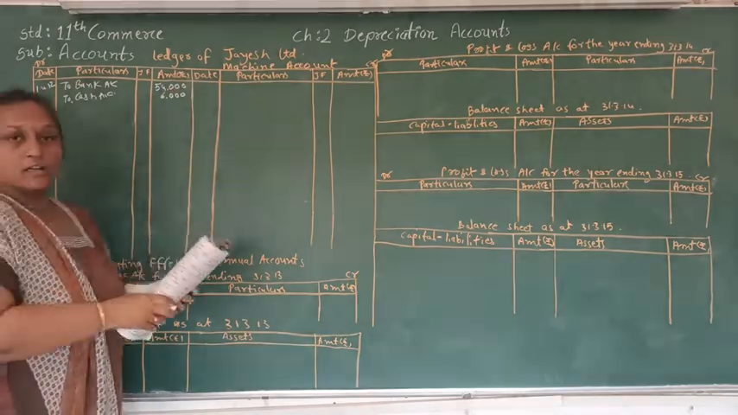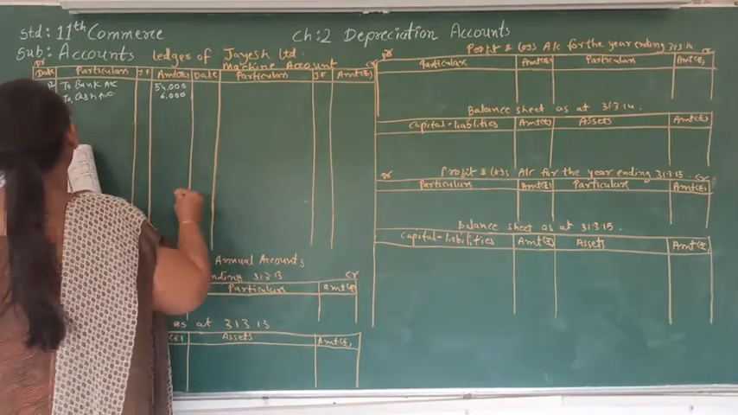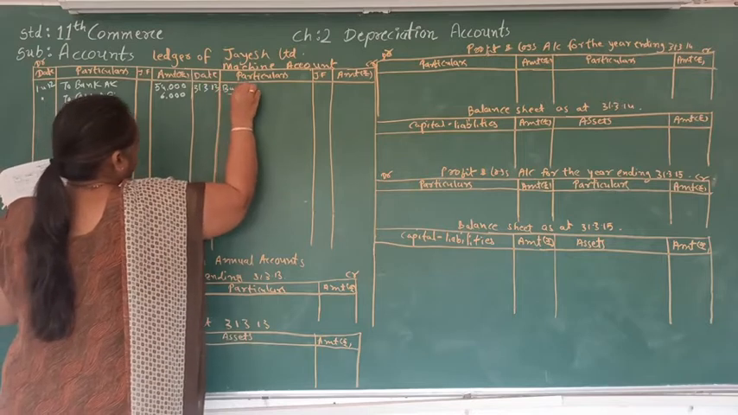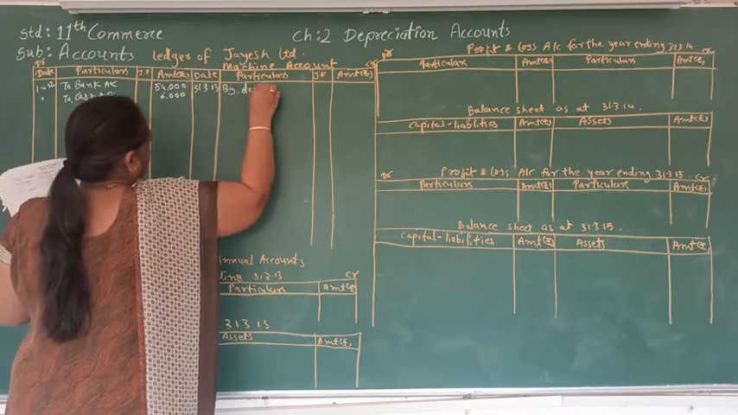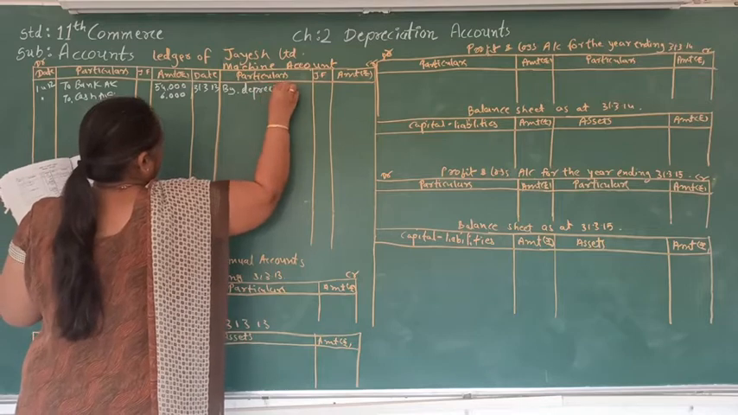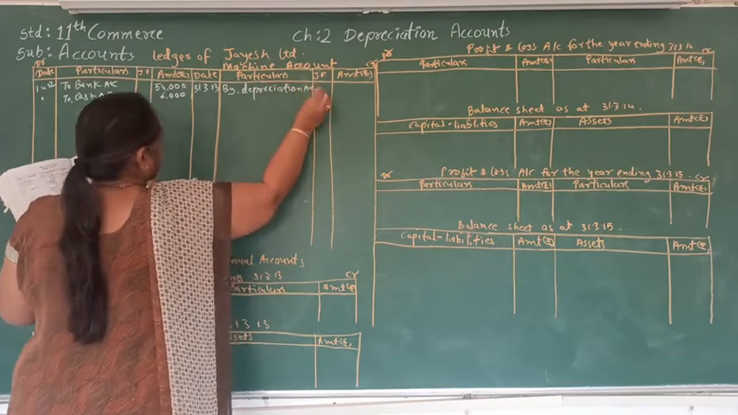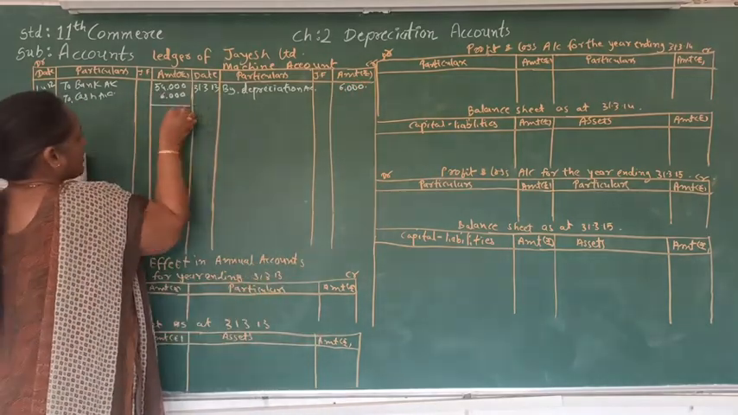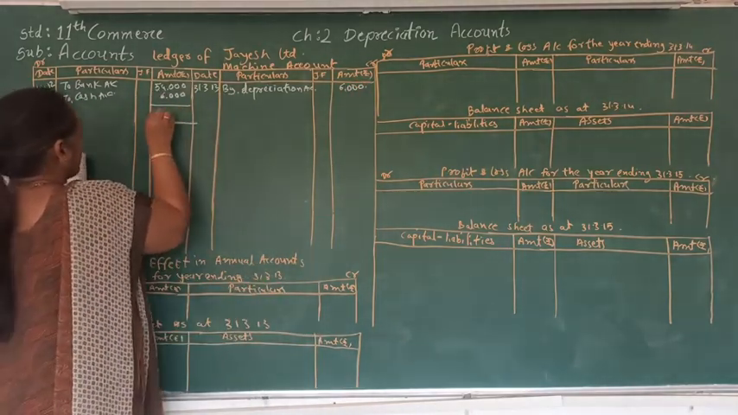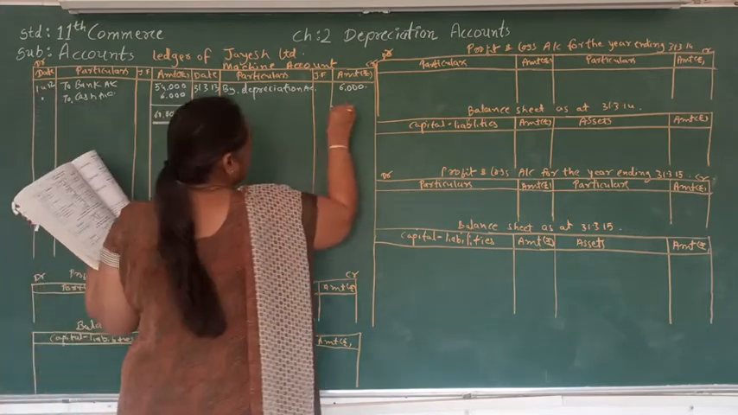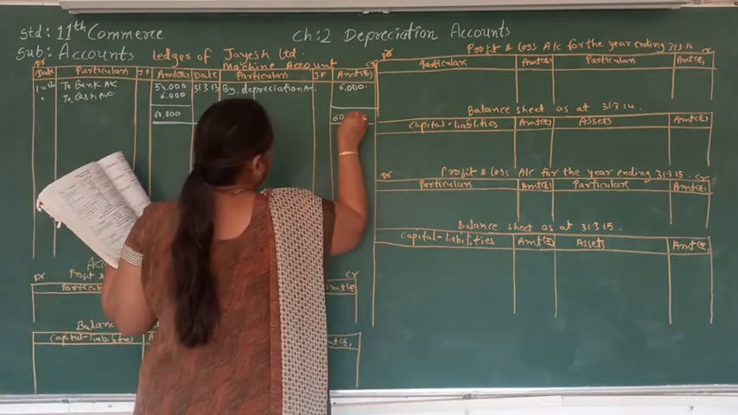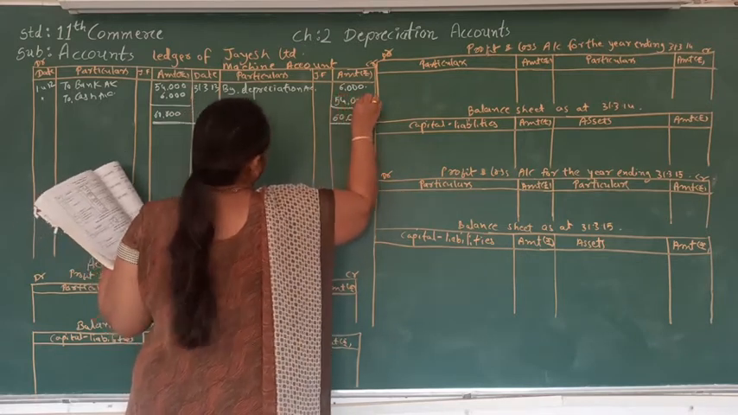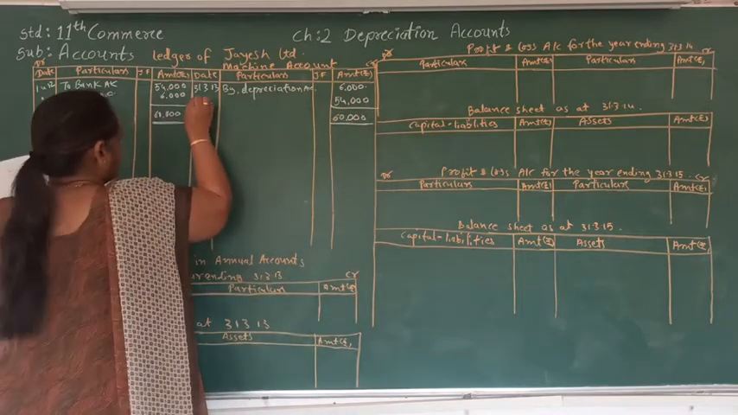At the end of the first year, we are going to provide the depreciation on 31st 3/13, by depreciation account. Here it will be 6,000. So here we are going to close the machine account. For the closing of the machine account, 60,000. The same 60,000 we are going to write on the credit side. From 60,000, if we deduct 6,000, the balance of the machine account will be 54,000.